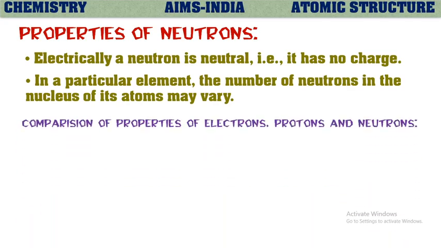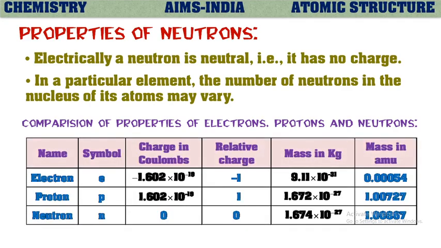Now let us compare the properties of electrons, protons and neutrons, like mass and charge. If you see here, the electron's charge is minus 1.602 × 10^-19 coulombs, whereas the charge of the proton is exactly the same quantity but positive, that means 1.602 × 10^-19, whereas the charge of the neutron is neutral, 0. It has no charge.